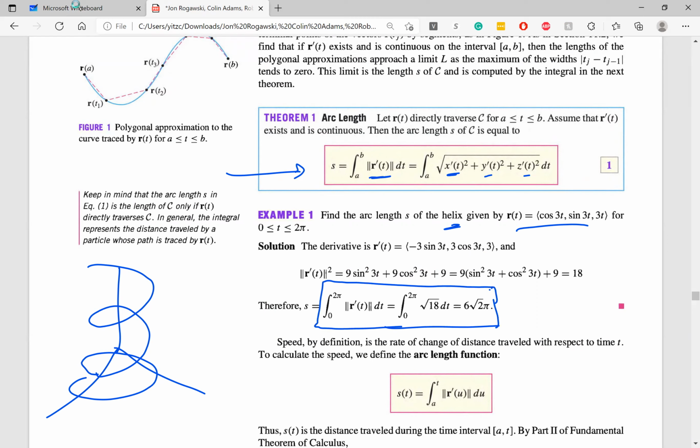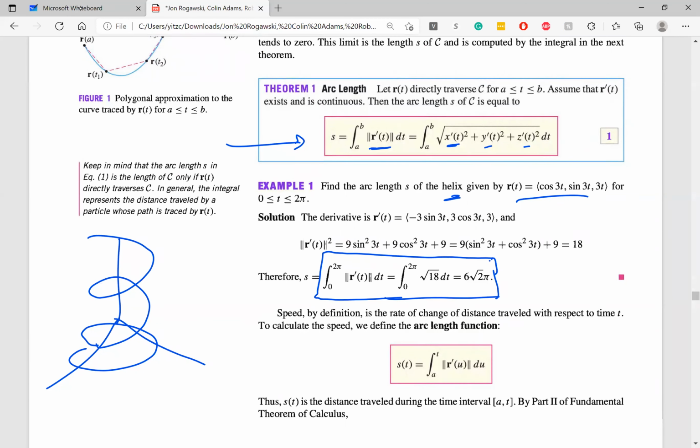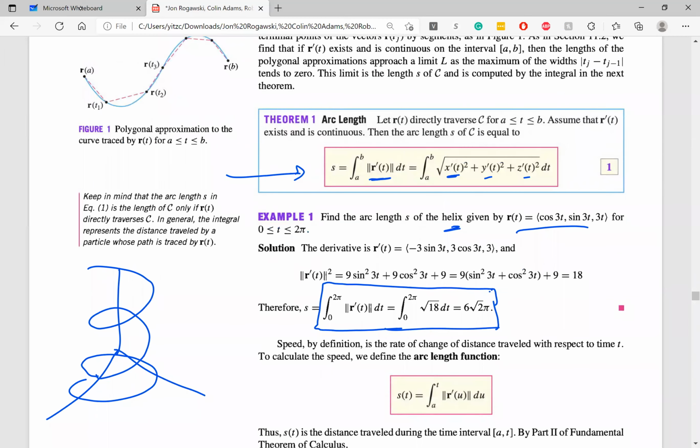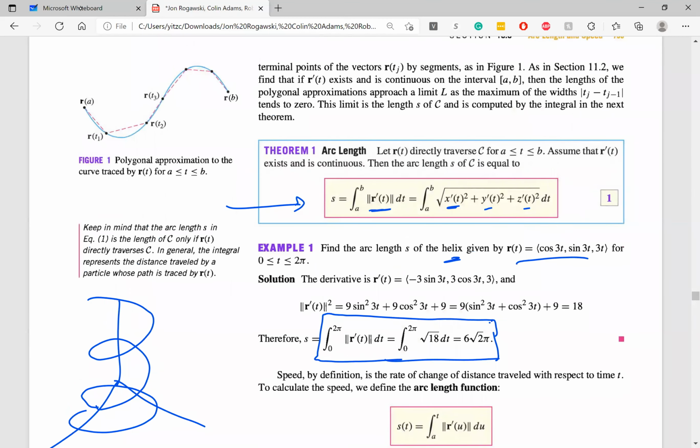Any questions about this? So that gives us the arc length from one point to the other. So all we really need to do is remember this formula over here.